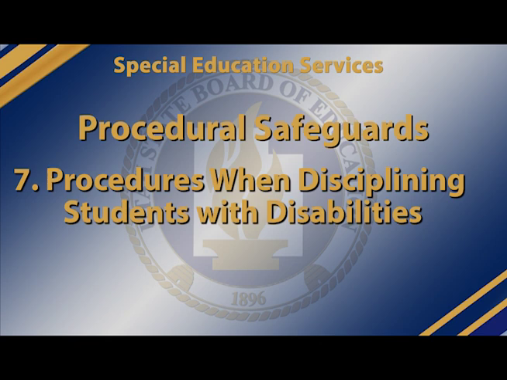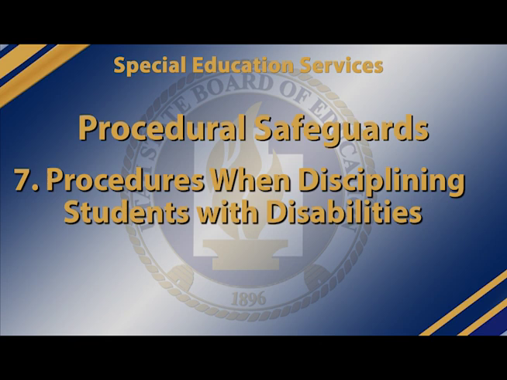The above procedures may be repeated if the LEA believes that returning the student to the original placement is substantially likely to result in injury to the student or to others. Expedited due process hearing. Whenever a hearing is requested under disciplinary procedures, the parents or adult student or the LEA involved in the dispute must have an opportunity for an impartial due process hearing.